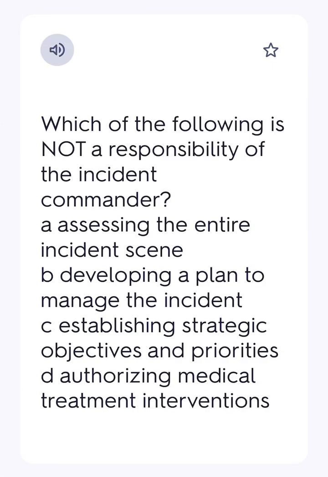Which of the following is not a responsibility of the incident commander? A. Assessing the entire incident scene. B. Developing a plan to manage the incident. C. Establishing strategic objectives and priorities. D. Authorizing medical treatment interventions.